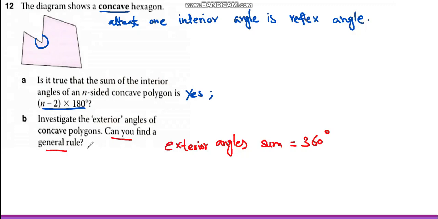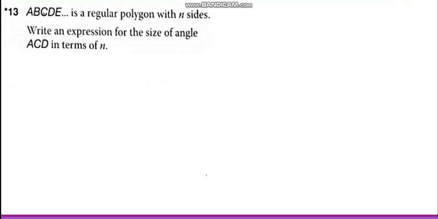Like greater than 180 degrees if we measure internally for indentation, but still their sum will be 360 degrees at the end. Now let's proceed to the next question. In question number 13, it says ABCDE is a regular polygon with n sides. We don't know the number of sides here. Write an expression for the size of angle ACD in terms of n.